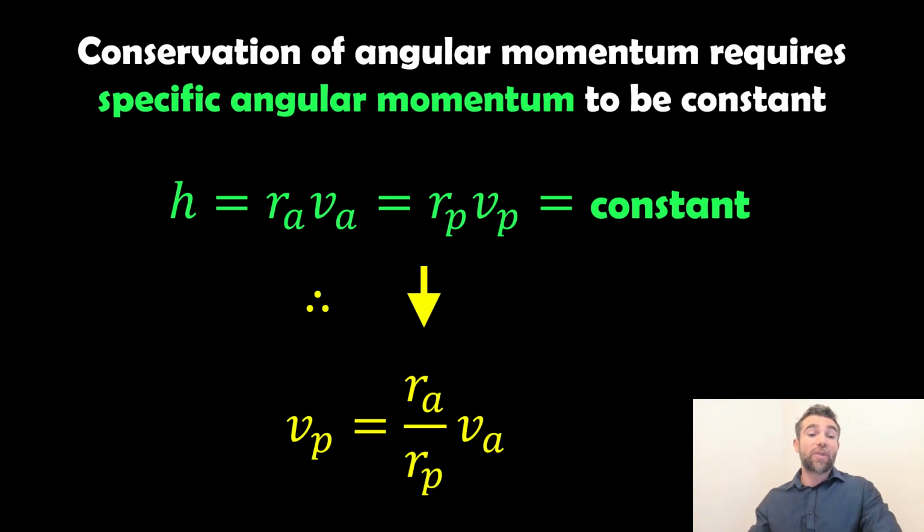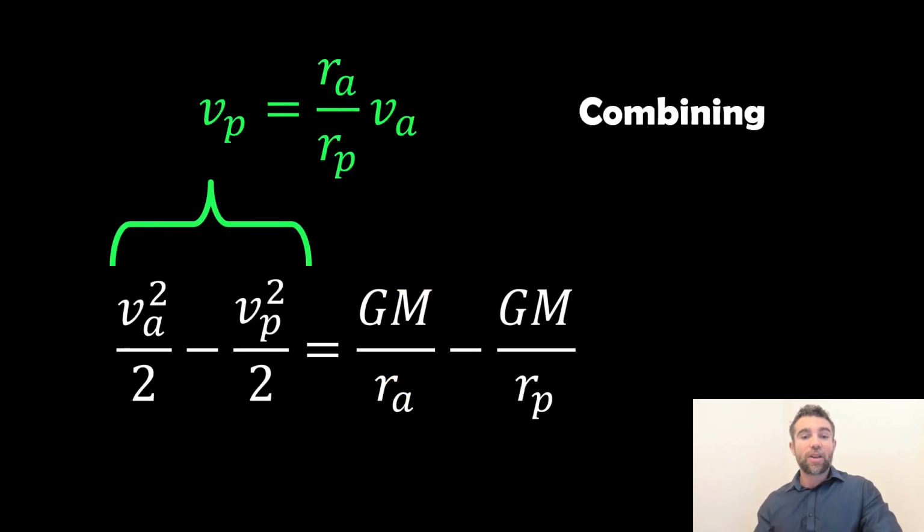So we can basically, if we look at that, write that in terms of the velocity at the pericenter. Down there you've got the pericenter velocity in terms of the ratio between the apocenter distance and the pericenter distance times the apocenter velocity. So we've got that now. What that allows us to do is, if we combine that back into what we had a few minutes ago, we can get rid of one of those velocities.